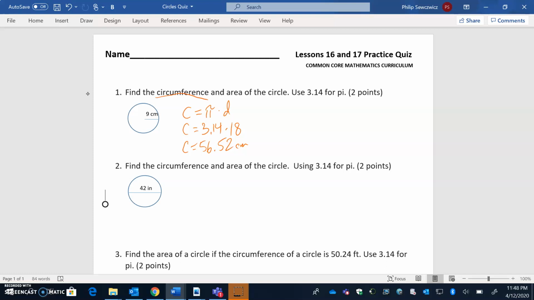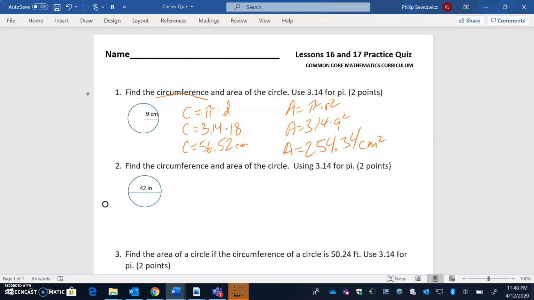So it's just centimeters. My area formula says to do pi times radius squared. They told me to use 3.14 for pi. The radius in this case is 9, and we're going to square it. The nice thing about your handheld calculators is that they will do the order of operations for you. So you can type in 3.14 times 9 squared, hit enter, and you should end up with 254 and 34 hundredths. This is area, so it's centimeters squared.